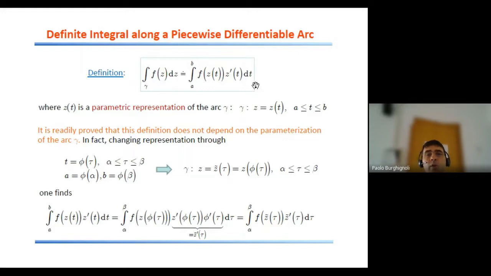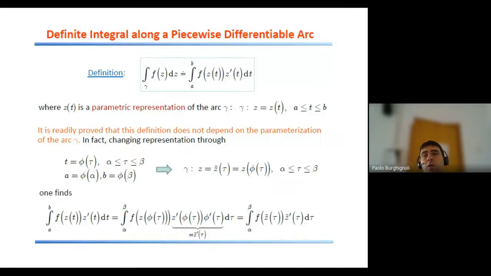Why this definition? Well, it can be readily proved that with this definition, the number that you obtain is not dependent on the specific parameterization of the given arc. And that's important because the very same curve in the complex plane could be represented in infinitely many ways, different one from another, by simply changing the parametric representation.